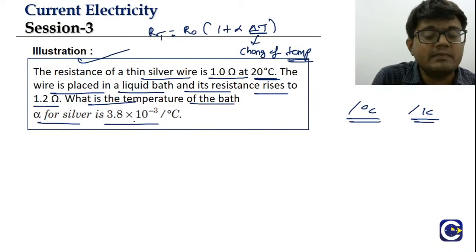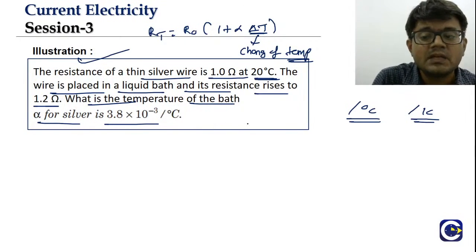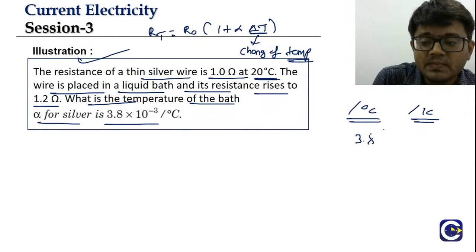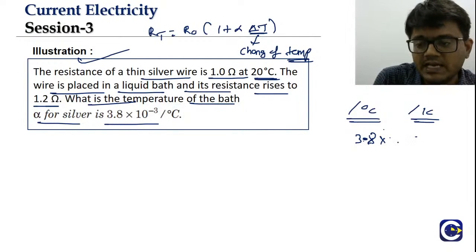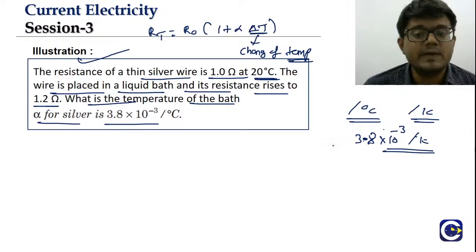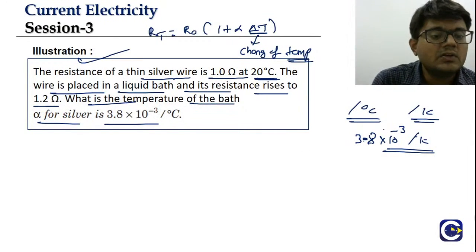Okay, so here they are giving 3.8 into 10 power minus 3 per Celsius. If we want to put per Kelvin, it is the same, 3.8 into 10 power minus 3, as it is. Okay? That value will not change, because this is based upon the temperature change, not upon the actual temperature value.